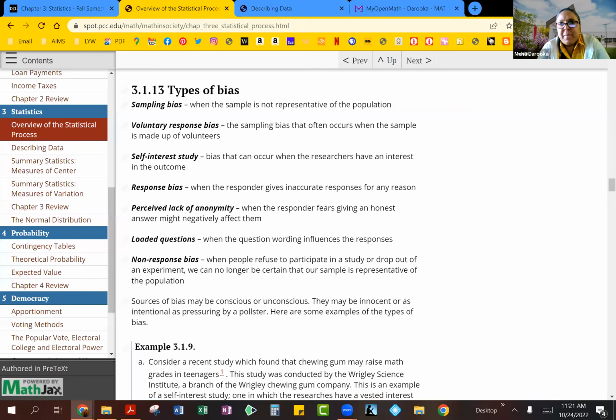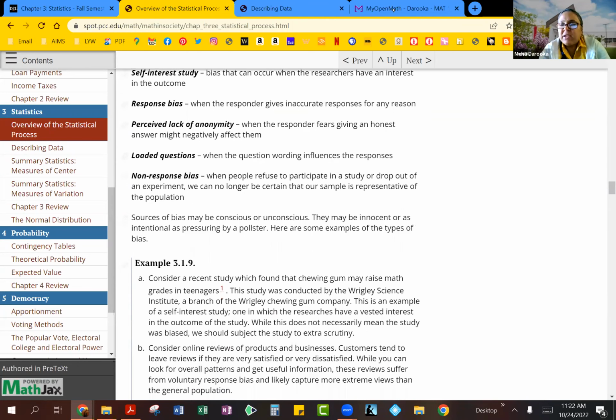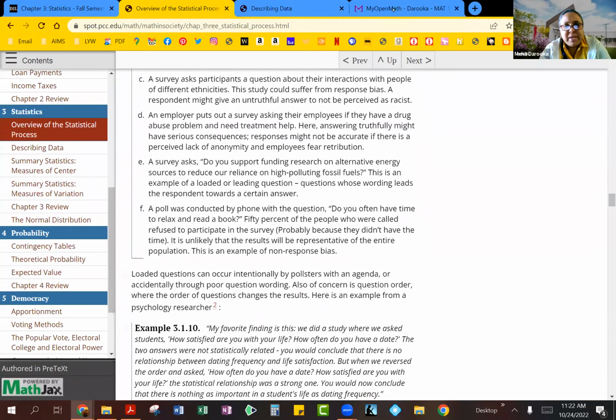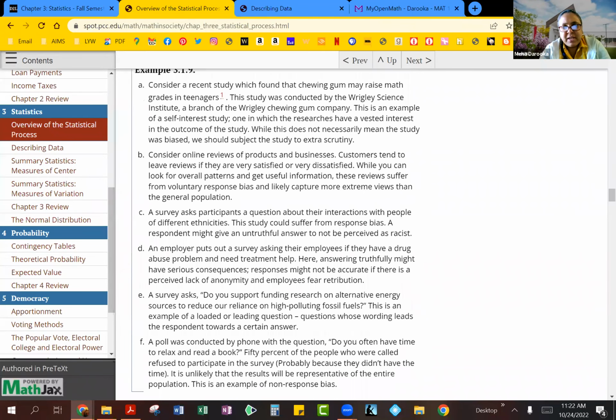So just to refresh your memory, these are the different types of bias that we talked about. You can have sampling bias, voluntary response bias, self-interest study, of course, response bias, perceived lack of anonymity, and we did talk about that a bit extensively, loaded questions, and then non-response bias. These are some of the things that we have to keep in mind as we are thinking about conducting a study, doing a poll, or any kind of research related to that. We had looked through all of these examples over here.